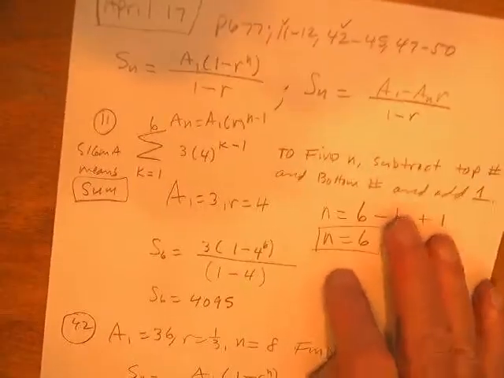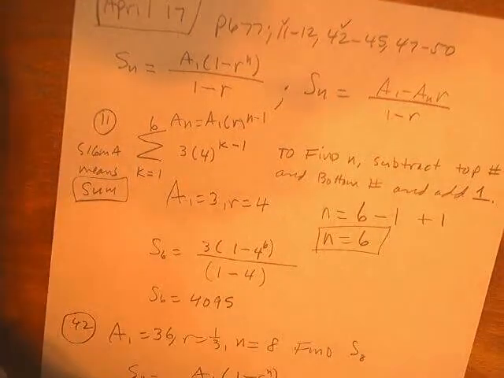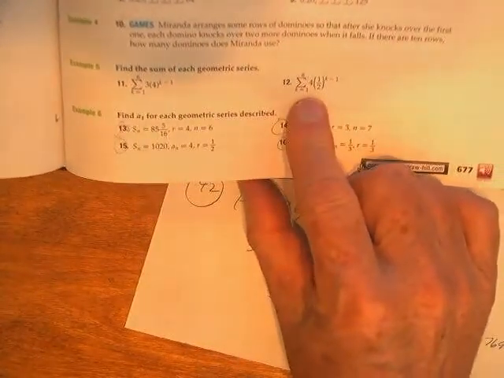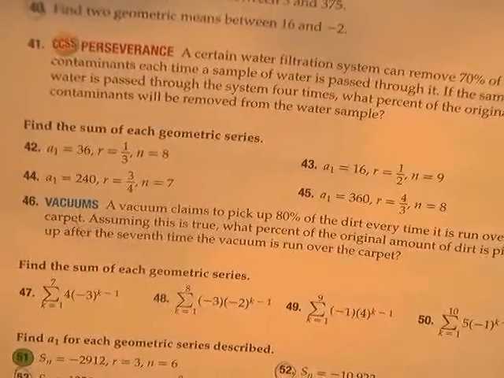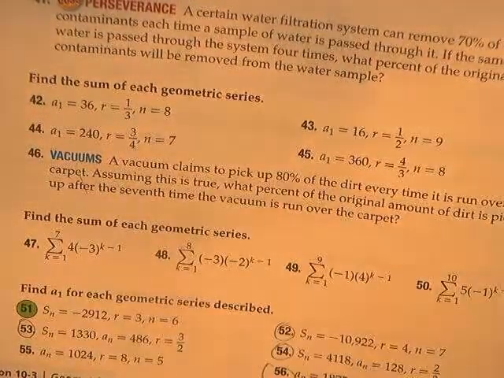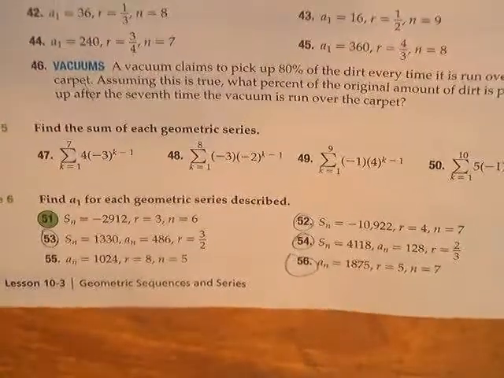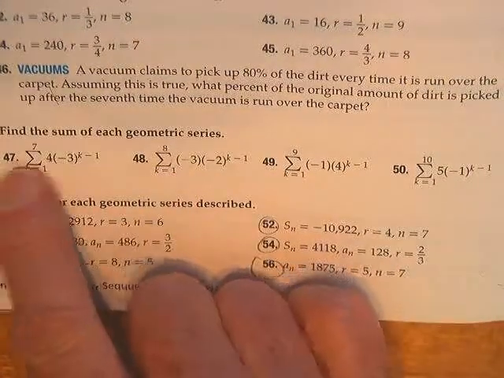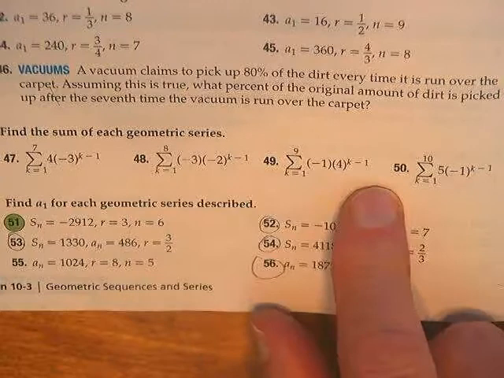Okay, and now let's just give you a picture of all these. 11 and 12 were right here. I did 11, so you do 12. That's the first one. 42 through 45 are right here. I did 42, you do 3, 4, and 5. And then these fork along the bottom. I already did 48, so you do 47, 49, and 50.